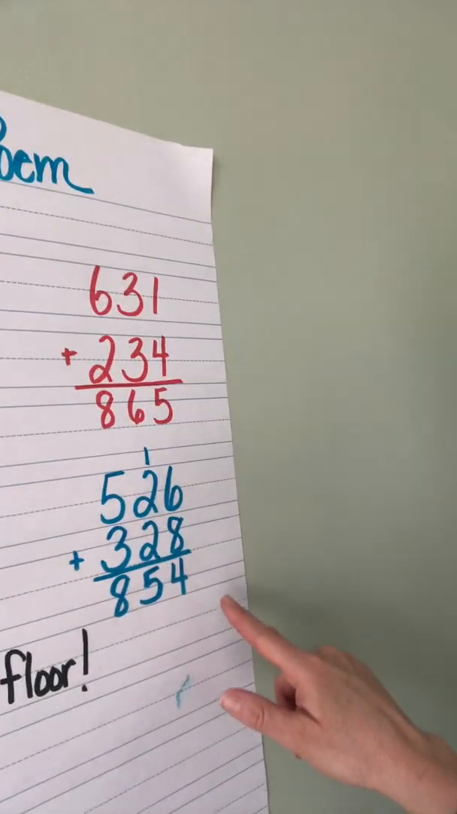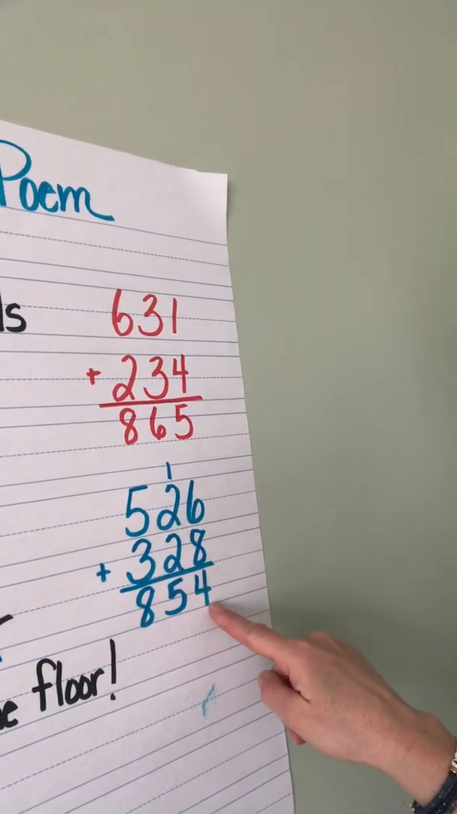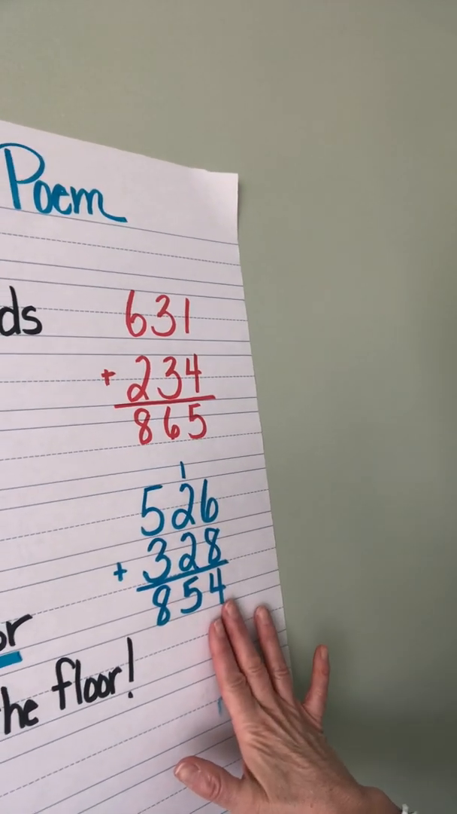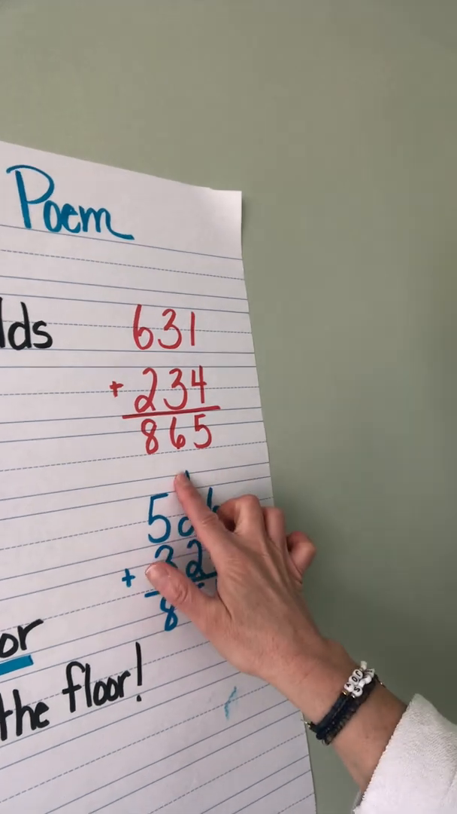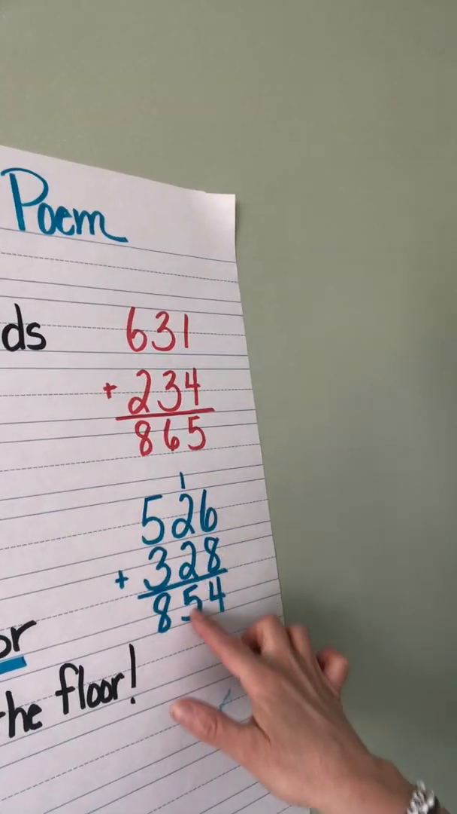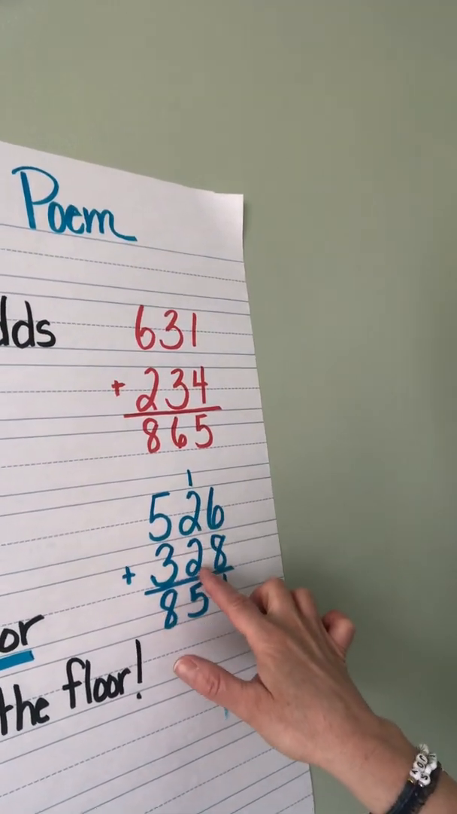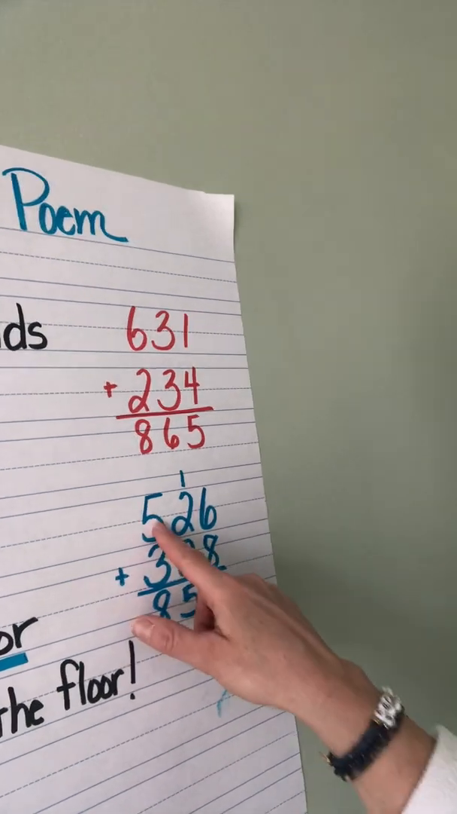So you can see in my example right here, 6 plus 8 is 14. We put the ones place down, we regroup the tens, and then we add all these numbers up. 1 and 2 equals 3, and then 3 plus 5 equals 8. It's exactly like when you were doing it with two-digit numbers. It's just that you have one other column to add. That's really the only difference.